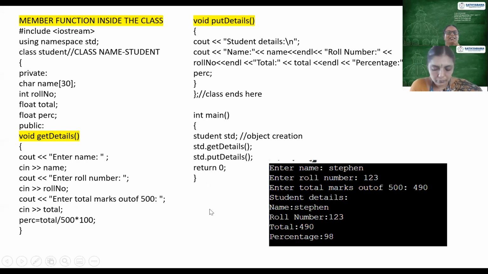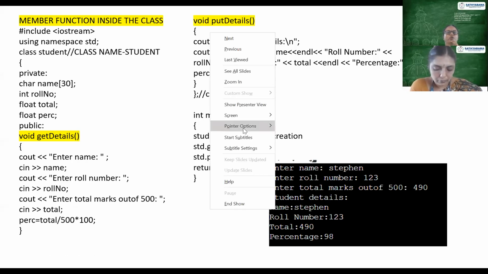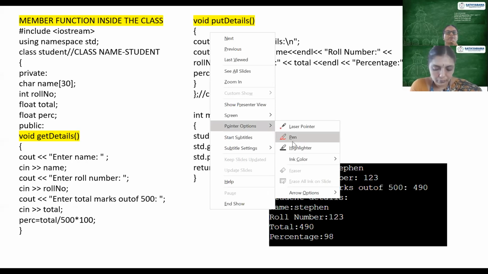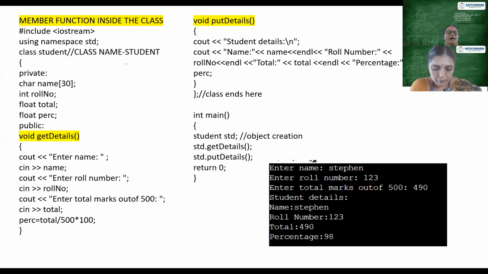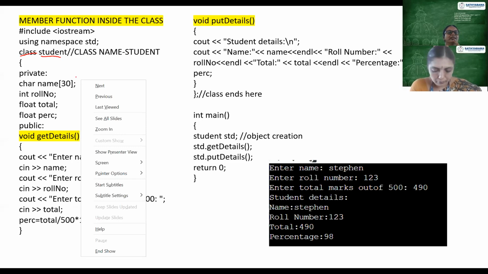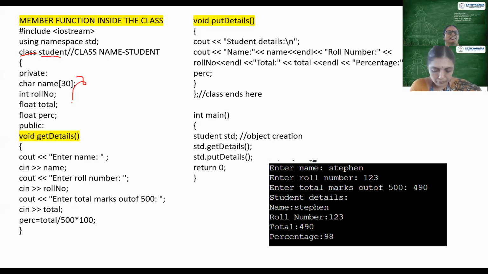So you people kindly listen. We have two types of the class. One is member function inside the class. Another one is member function outside the class. So what is the class? Class. And the class name is student. Okay. And I have declared three variables as my private variables. One is under the data type of char, under the data type of integer as a roll number, and float as a total and float as a percentage.